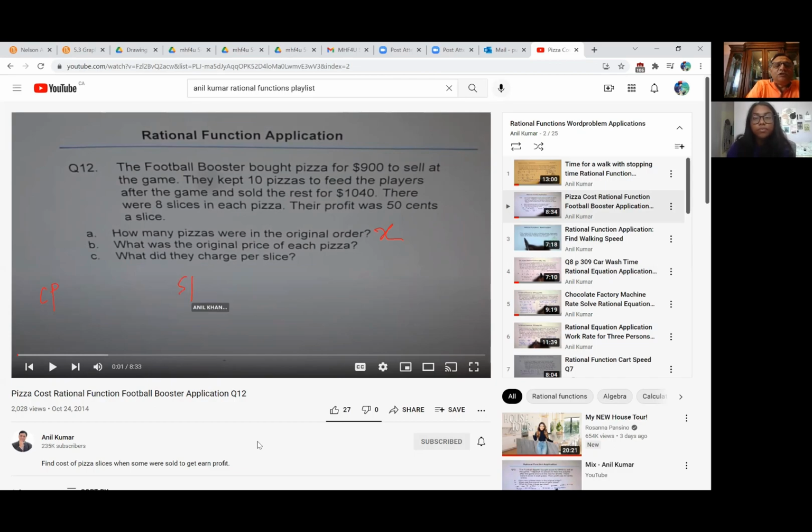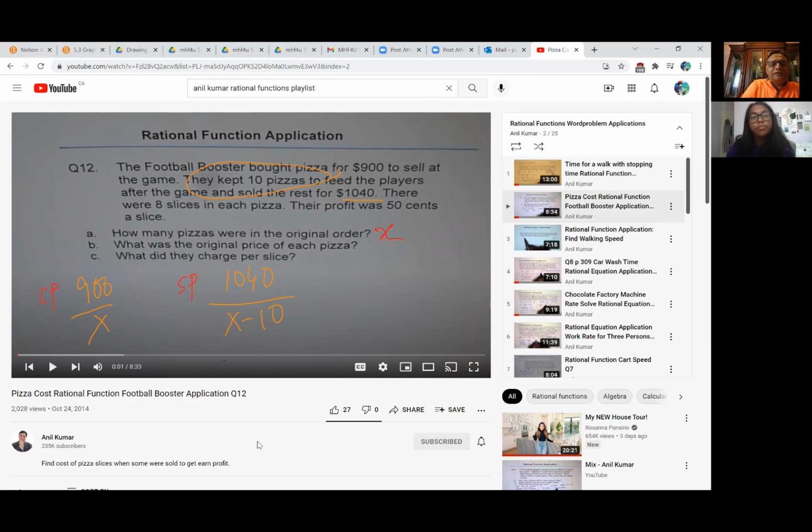So what is the cost price here? Cost price would be $900 over X. And the selling price? $1,040 over X minus 10. Why X minus 10? Because it says they kept 10 pizzas, so the 10 pizzas you have to subtract. Perfect. So you got the two prices.